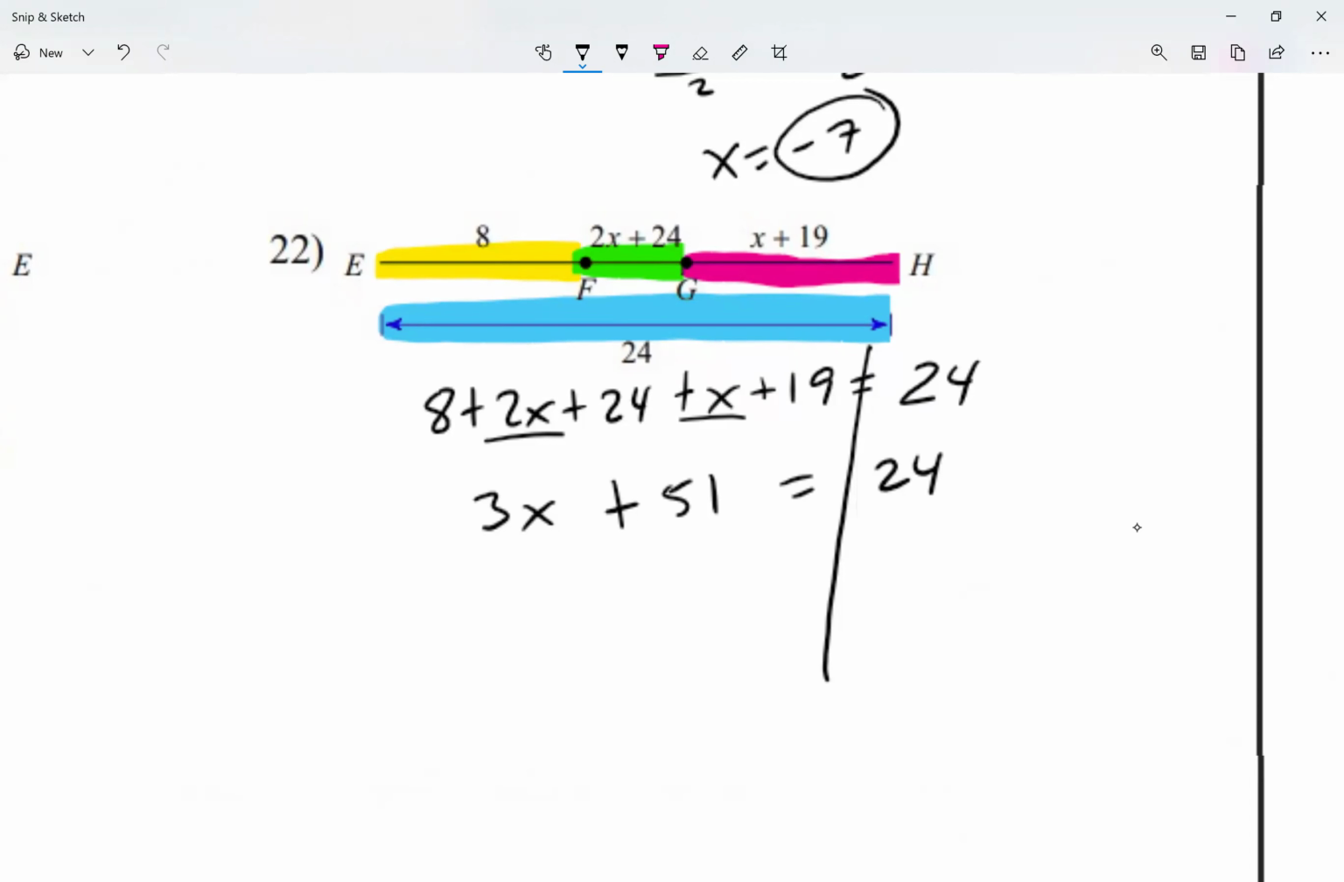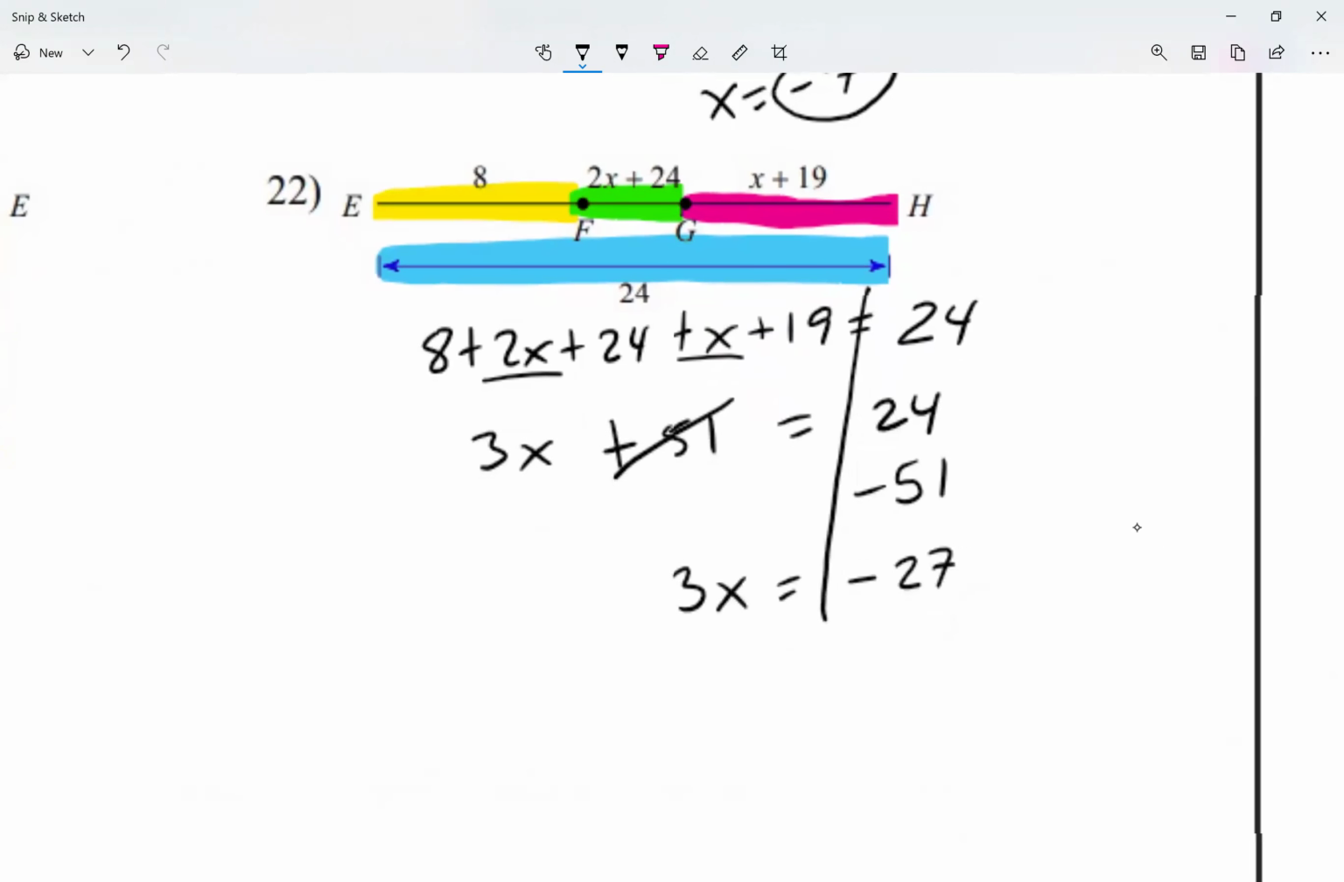Letters, I want them on one side. So I have 3x on the left side. Remember, I always say sides of the equal sign. That's why I did my line here. This plus 51, let me move it to the other side as a minus 51. So that gives me that 3x is equal to negative 27. Right? 24 minus 51 is negative 27. Let me divide both sides by 3. So x is equal to negative 9. Not bad.